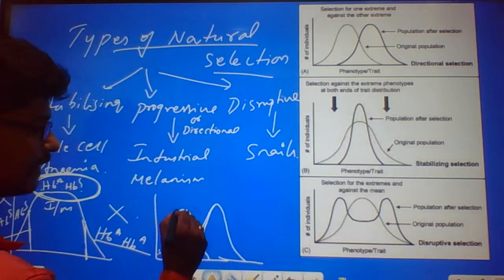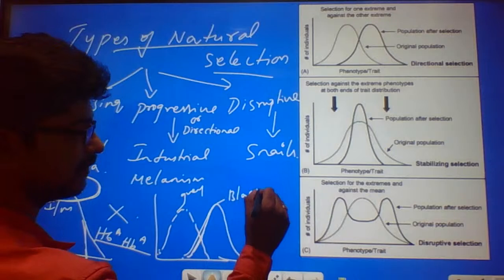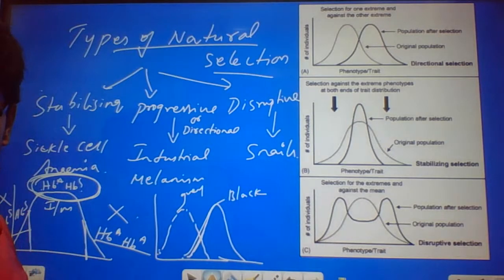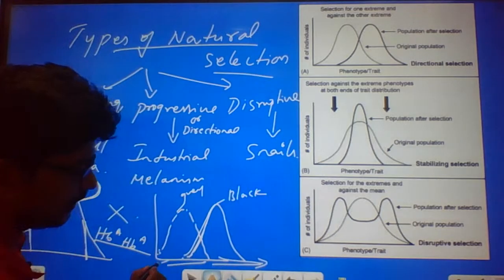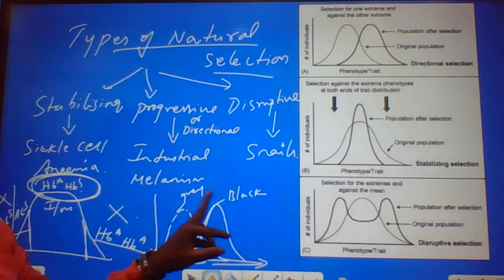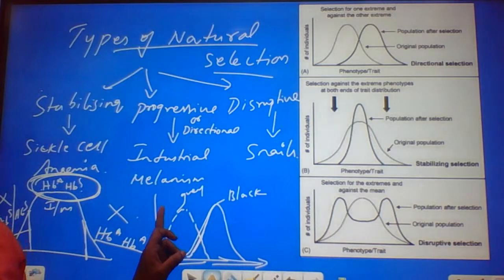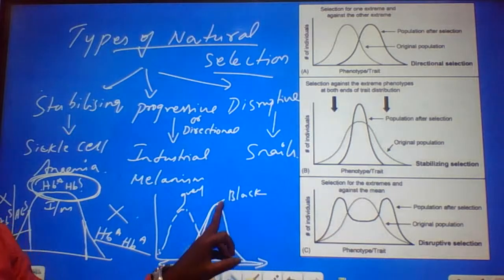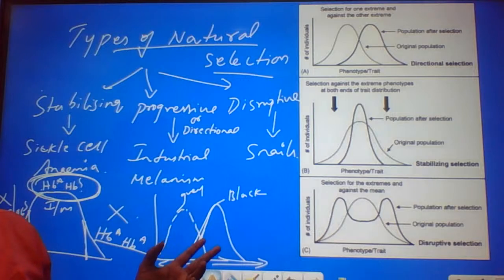So you take the gray moth at this place, and at the other place you see a black moth. It's directional actually. Before industrialization, after industrialization, either it's going in this direction or in that direction. So the nature is favoring the extremes. Before industrialization, the nature is favoring the gray moth. After industrialization, the nature is favoring the black moth. Just now we discussed industrial melanism. Darwin's finches is also an example that you can take.